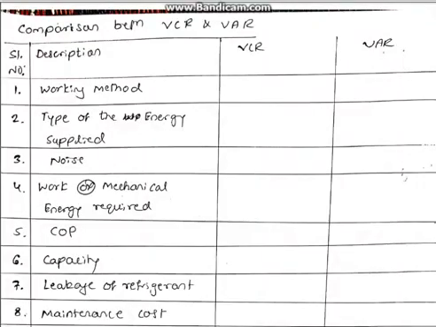Good morning to all. In this video, we discuss the points of comparison between VCR and VAR systems and the properties of a good refrigerant. First, we compare VCR and VAR systems. First point, working method. In a VCR, refrigerant vapor is compressed in the compressor, but in the case of a VAR system, refrigerant vapor is absorbed in the absorber and heated.